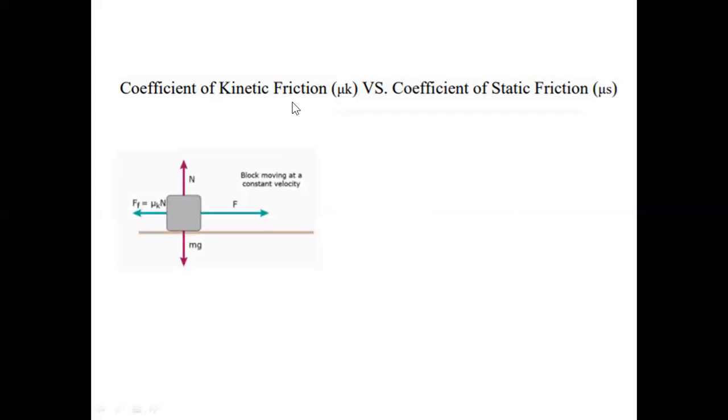If a block is pulled at a constant velocity, we're going to use the coefficient of kinetic friction. Why is it so? When we say kinetic energy, we're going to deal with mass and velocity. Since the block is moving at a constant velocity, our frictional force Ff would be equal to the coefficient of kinetic friction mu k times the normal force N. The normal force N is the force exerted by the surface to counteract the weight W, which is equal to mg.